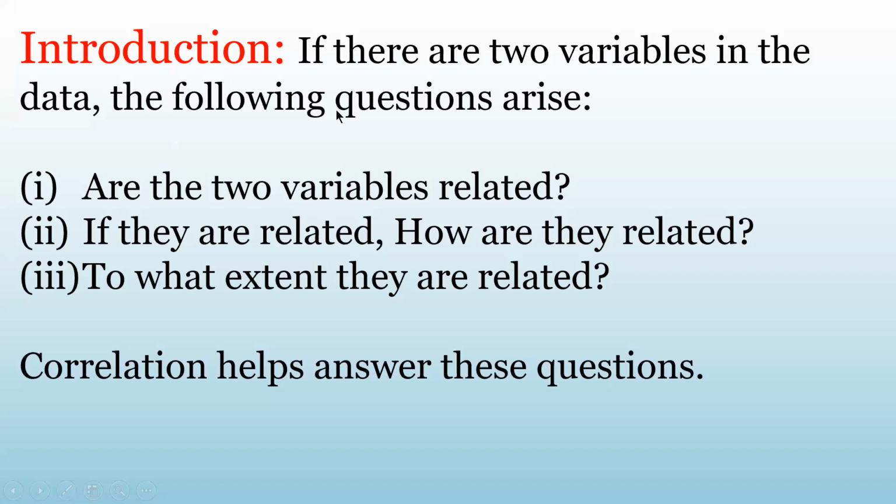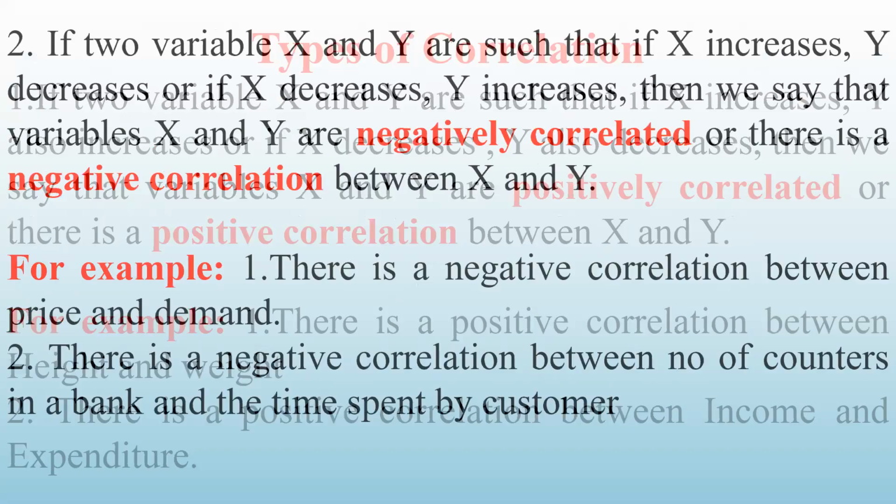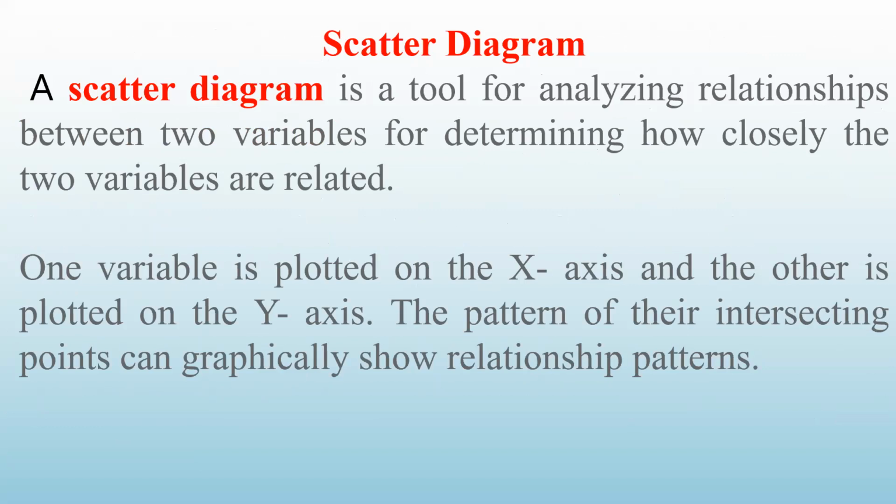If there are two variables, that means if you are given a bivariate data, then you would like to find out, is there any correlation between the two variables? If at all there is a correlation, what type of correlation it is? Is it positive or negative? Or if there is no correlation at all? And if there is a correlation, how to calculate the value of that correlation, which is called coefficient of correlation.